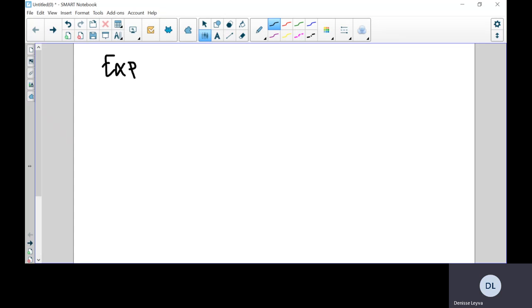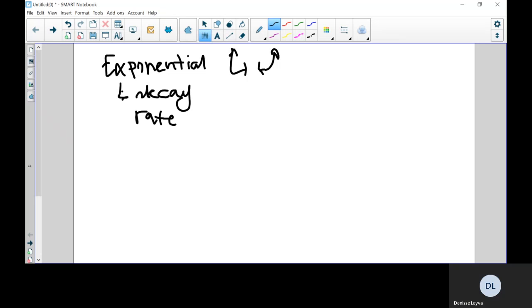So we have exponential. I remember our graph looks like this or like this. It looks like an L. So when we are looking for exponentials in terms of word problems and application problems, we always have to look for words such as decay, appreciates, depreciates, rate, any type of words like that. That means they will be exponential functions.